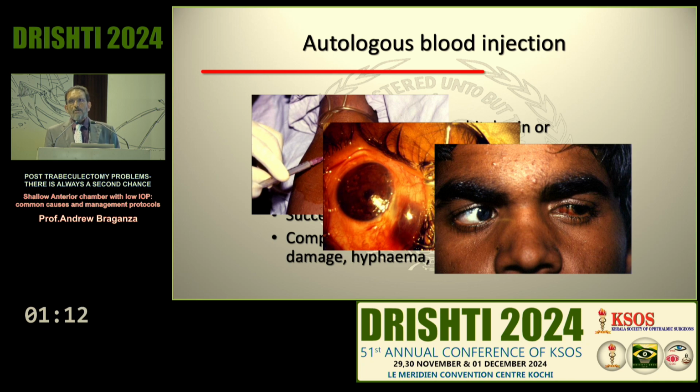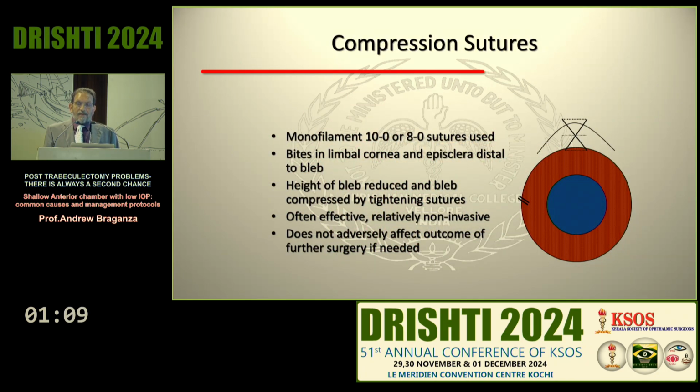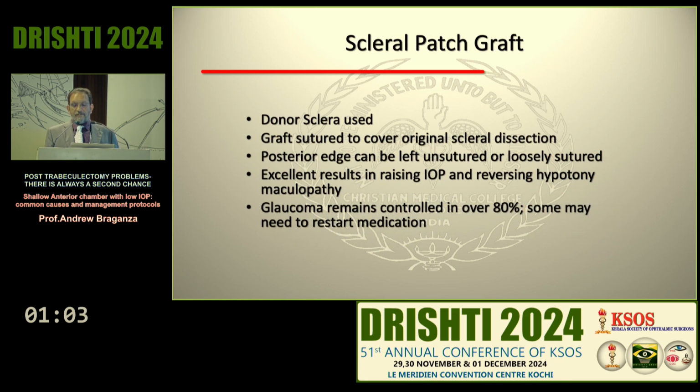It's almost non-interventional. Compression sutures can be tried, and they are very effective, but my personal favorite is to do a scleral patch graft. You use donor sclera and you suture the graft to cover the entire original scleral dissection, and the posterior edge is usually left unsutured so that it continues to drain in that direction. And surprisingly, it works, and the glaucoma remains controlled in most of the patients.